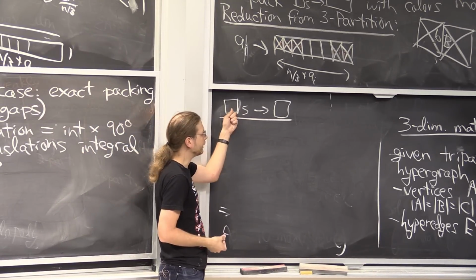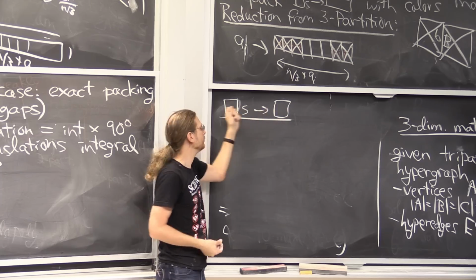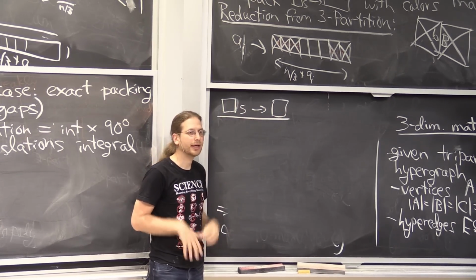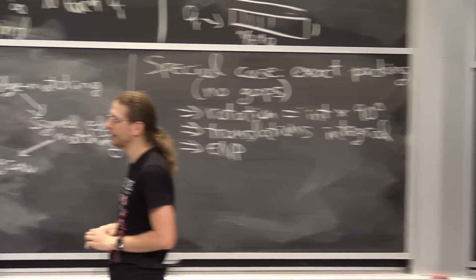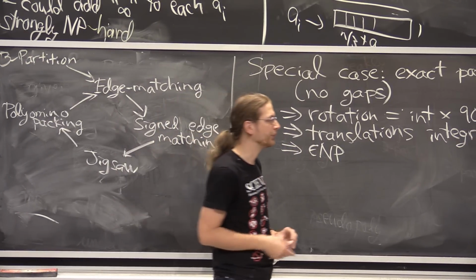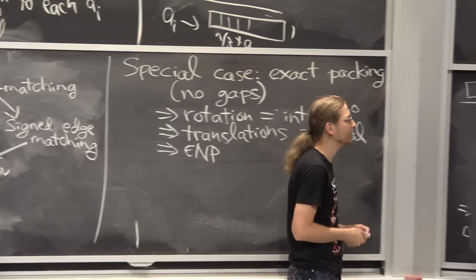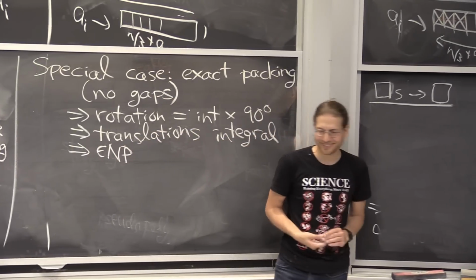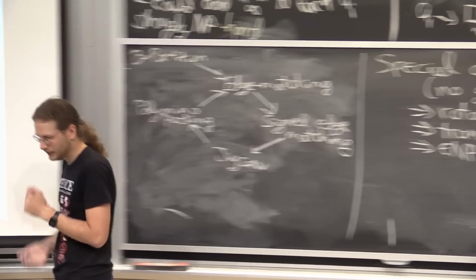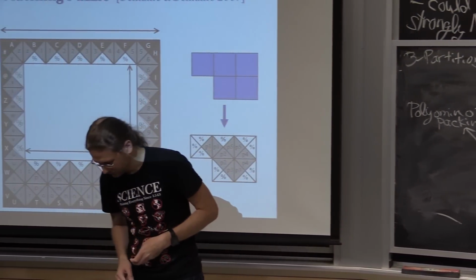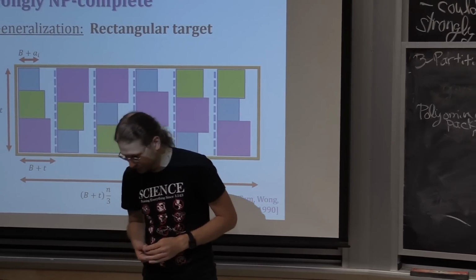So I'm given a bunch of squares, and I'm given a target square. Do these squares fit in there? And again, we'll probably use exact. Initially, we won't be exact packing, but let's say that the squares can only rotate by a multiple of 90. In other words, they can't rotate. We will fix that by making exact packing. Why don't I jump to the reduction?